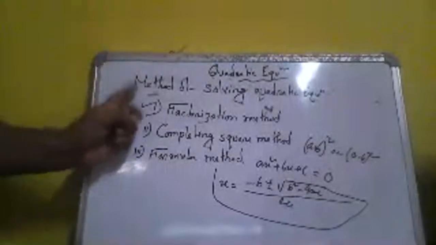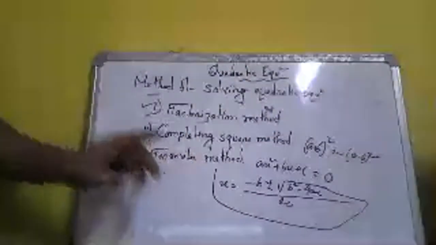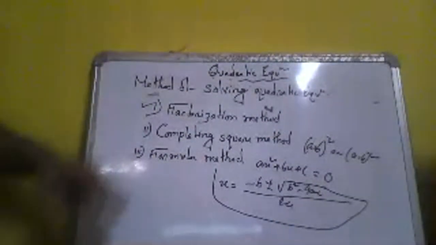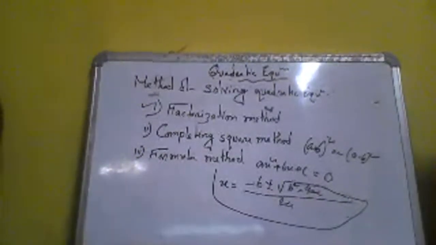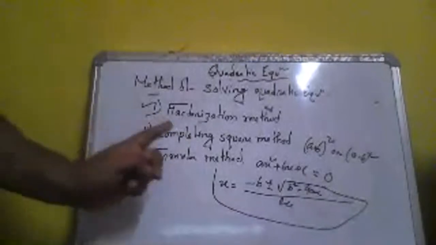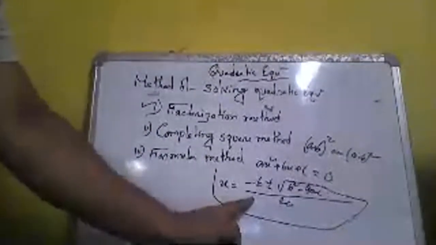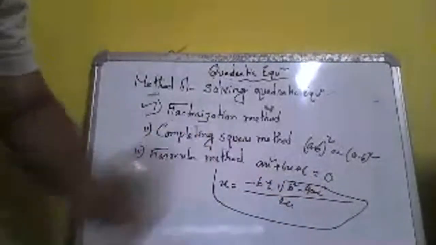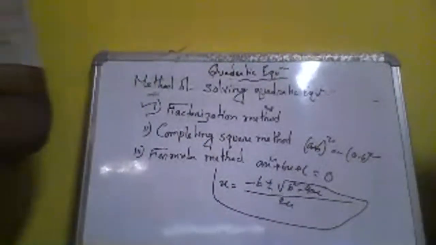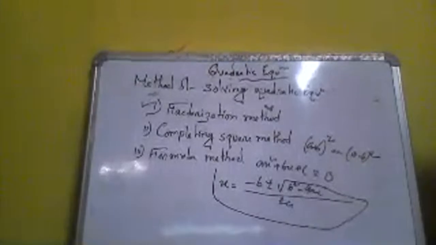Write in your copy the methods of solving quadratic equations. How many methods are there? These 3 methods: factorization method, completing square method, and formula method. In the formula method, we use the formula minus b plus minus root of b square minus 4ac divided by twice a. First we do the factorization method.